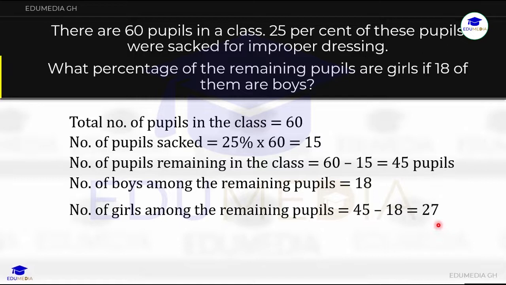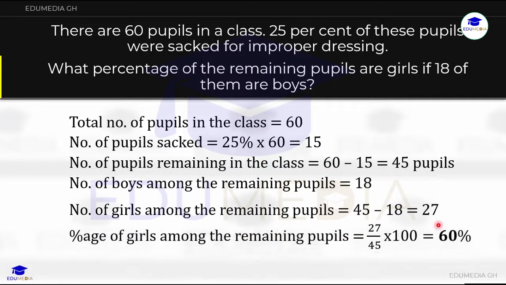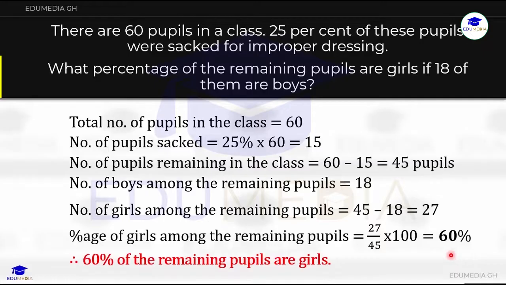Now, to get the percentage of girls among the remaining pupils, we have 27 divided by 45 times 100. Remember, it's not divided by 60, but it's divided by 45, because we are looking for the percentage of girls among the remaining pupils, not the percentage of girls among the 60 pupils. Therefore, we have 27 divided by 45 times 100, and that gives us 60%. Therefore, 60% of the remaining pupils are girls.